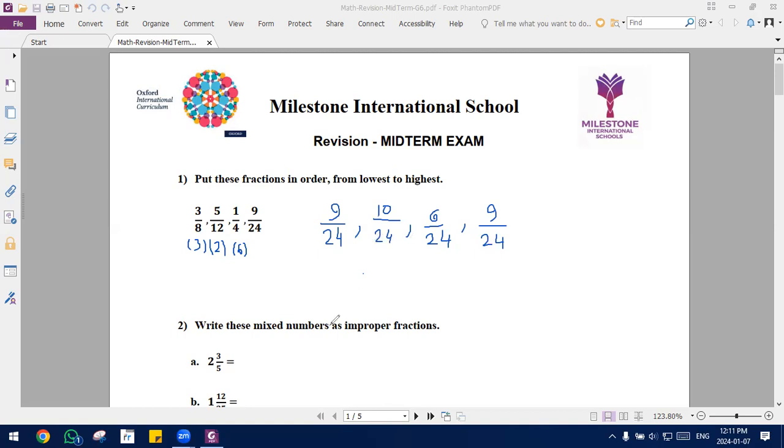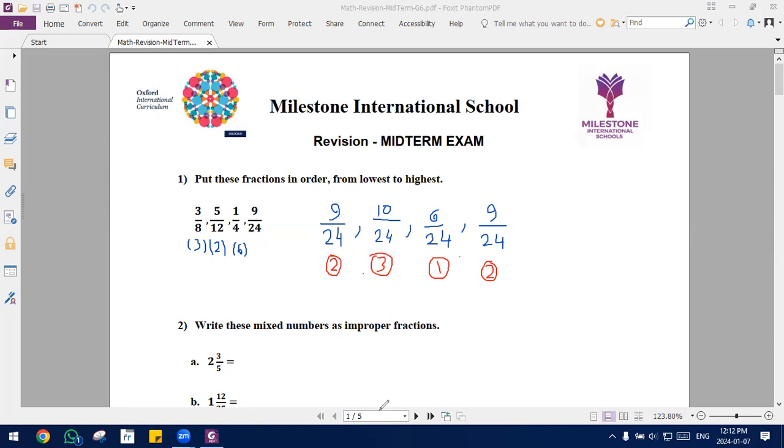Okay, if I need to order them, use the red color, okay? 6 over 24 is the lowest. This is 1. And then we have two values that are equal, 9 over 24. So I'll call both of them 2. And then this is the third one, which is the highest.